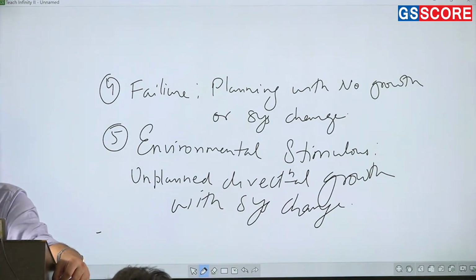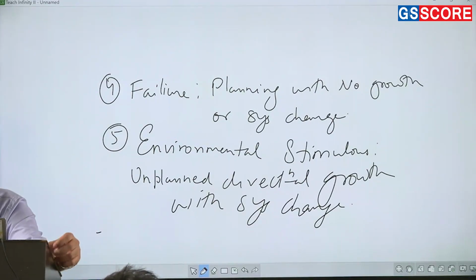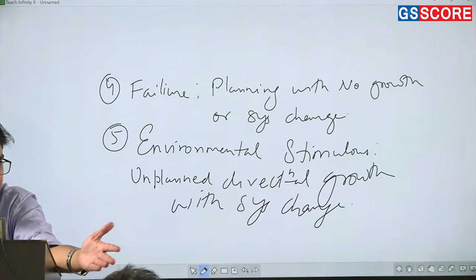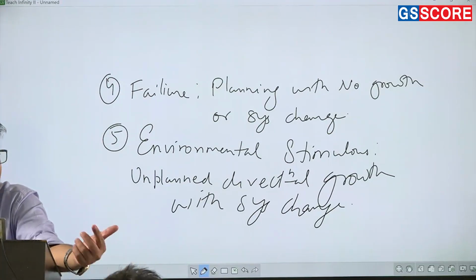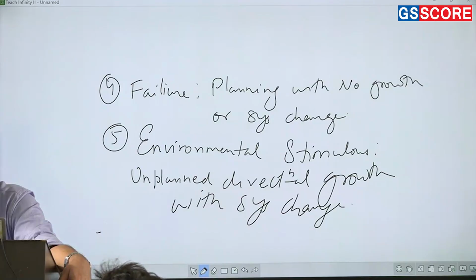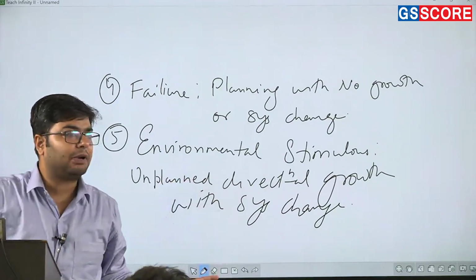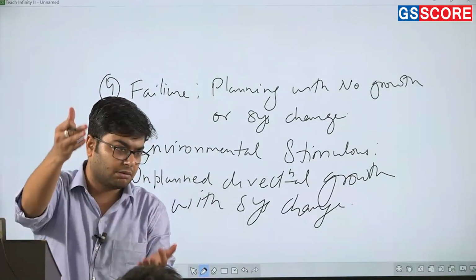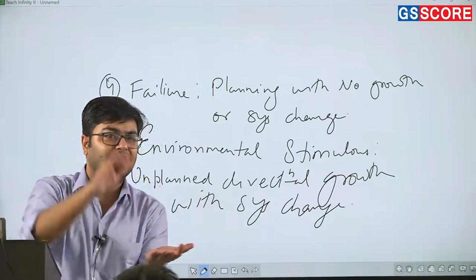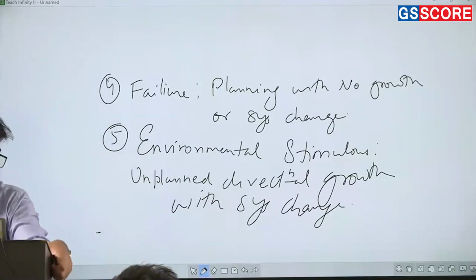Indicative planning, yes, but it is not unplanned. Indicative planning is not unplanned directional growth. You identify areas and there you adopt the mechanism and tools. No, the idea is that it is an unplanned directional growth because the edifice of the argument is that the planned process is so cumbersome.